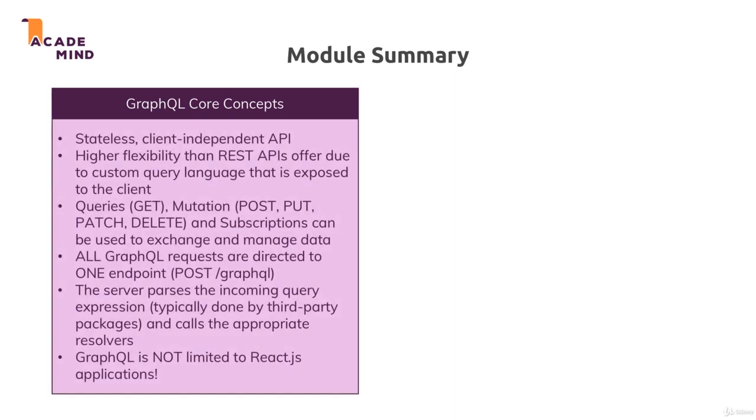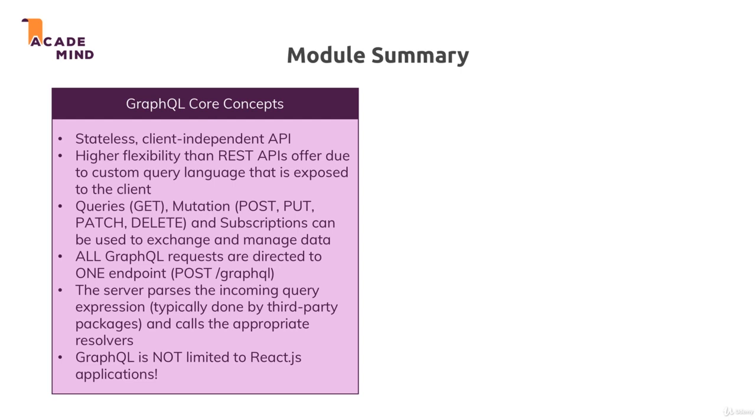You learned that GraphQL is a technique to build a stateless client-independent API, just as we did it with the REST API, but that it offers a higher flexibility than REST APIs typically do, because you expose a custom query language to your client. A GraphQL API is made up of queries, which you would compare to your GET requests in REST APIs, mutations, that would be your post, put, patch, and delete requests in REST APIs, and possibly also subscriptions, something I didn't cover in this module. You use these constructs to exchange data and to manage data.